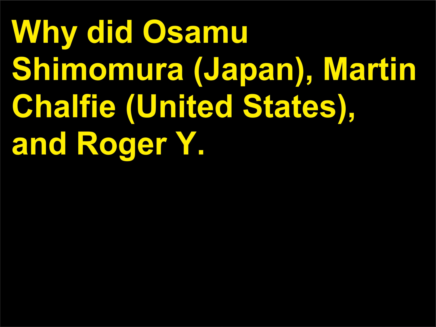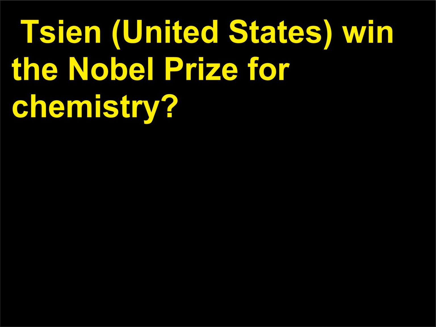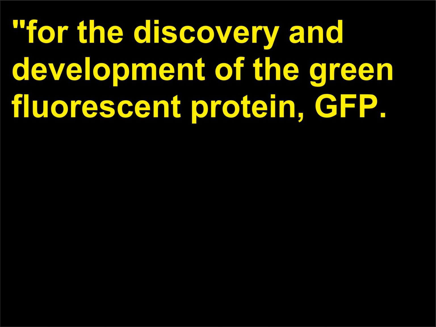Why did Osamu Shimomura, Japan, Martin Chalfie, United States, and Roger Y. Tsien, United States, win the Nobel Prize for Chemistry? For the discovery and development of the green fluorescent protein, GFP.